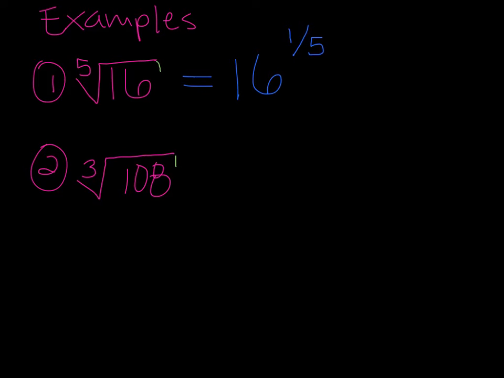I'll give you a couple seconds to try number 2 on your own. Okay, once again, we're going to start with the radicand first, which we see is 108. Then we take the exponent, which here is equal to 1, over our index, which we see is right here, 3. And there we have it. We have the cubed root of 108 written in fractional form.